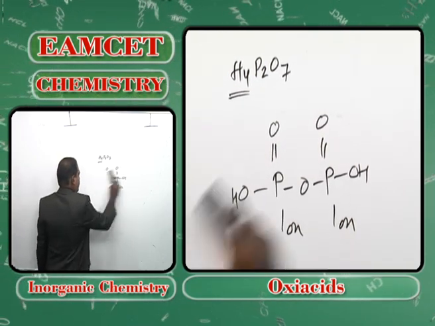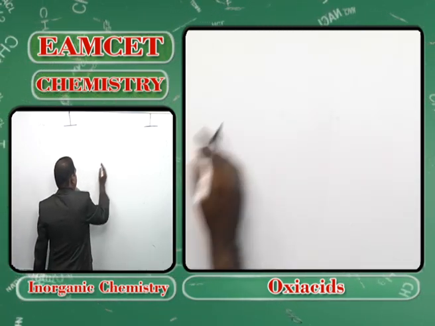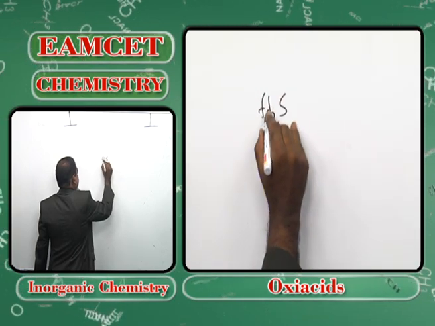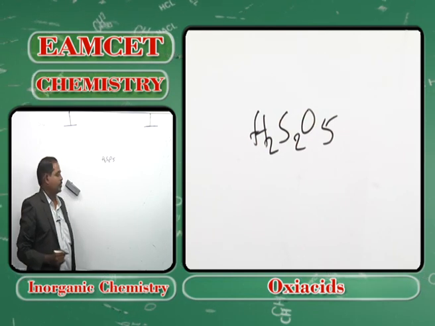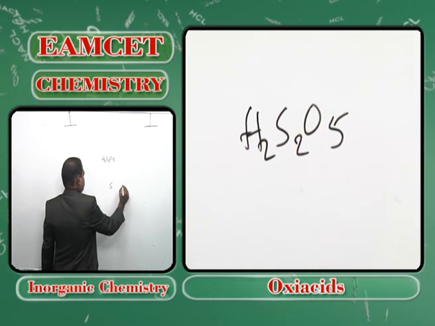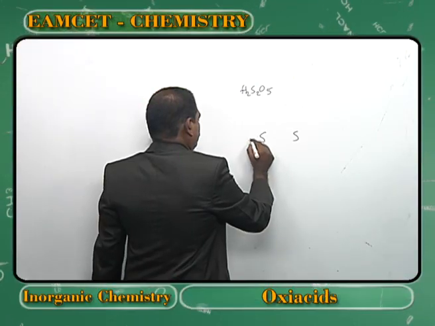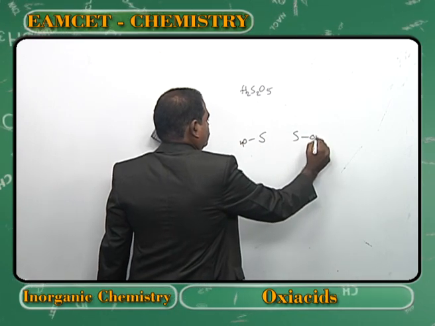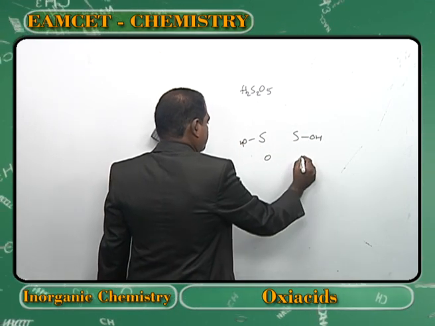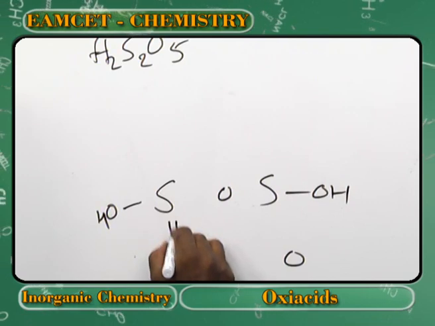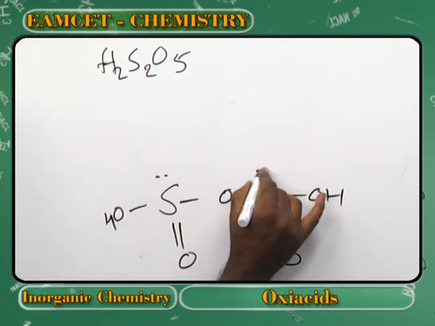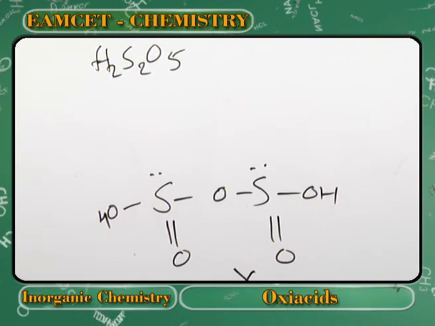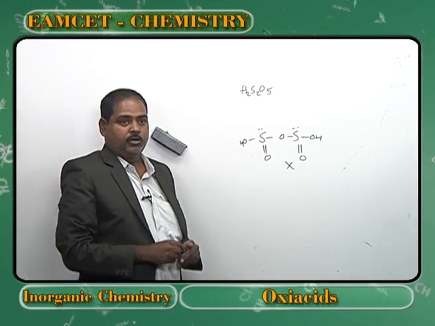And how will you draw the structure of H2S2O5, an interesting acid, H2S2O5? I know all of you would prefer to draw the structure like this: 2 sulfurs, 2 OH groups, 5 oxygens, 1, 2, distributed equally. Oxygen forms 2 bonds. Why is this not correct? This is wrong. You have to tell me why this is wrong.